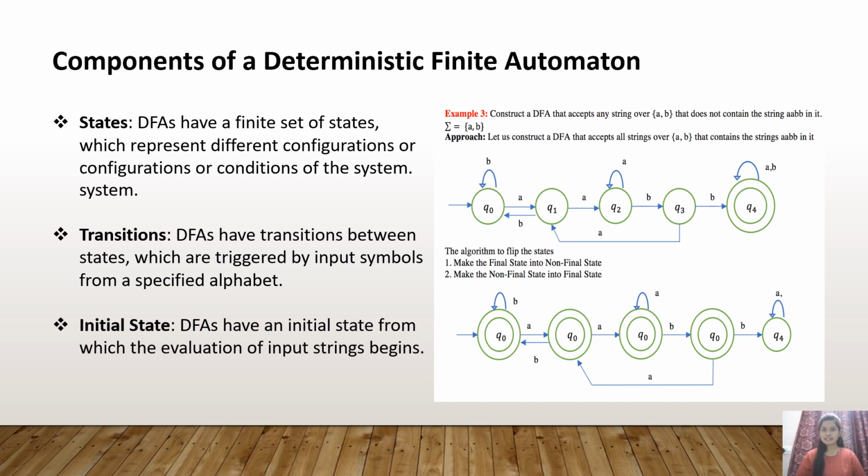Here the example is: construct the DFA that accepts any string over a, b that does not contain the string AABB. Here the alphabet Σ = {a, b}. States: DFAs have a finite set of states which represent the different configurations or conditions of the system. Next, transitions. DFAs have transitions between the states which are triggered by input symbols from a specified alphabet. Next is the initial state. DFAs have an initial state from which the evaluation of the input strings begins.